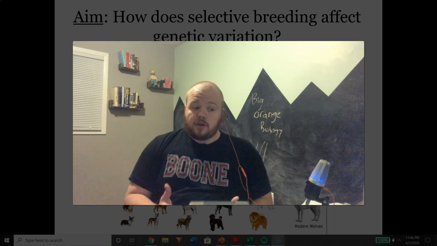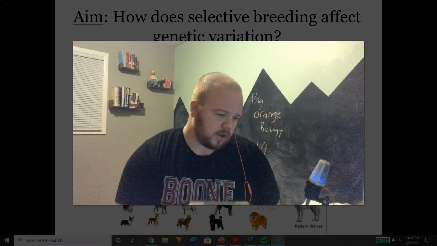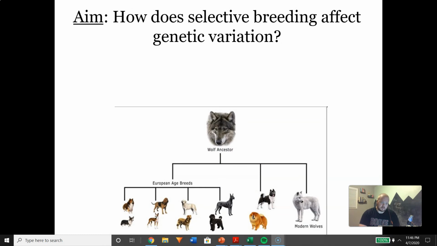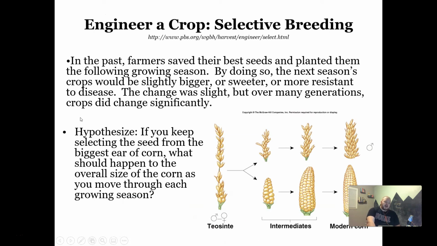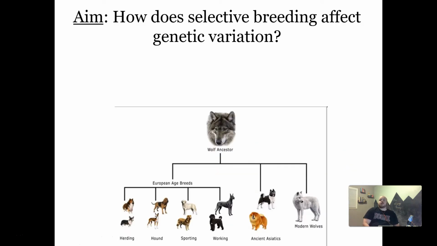So today, though, we're going to talk about selective breeding. Now, selective breeding is probably one of the oldest examples of biotechnology. It's not really a true technology per se, but it's one of the oldest forms of genetic alteration. So one of the main questions we want to keep in mind here is, how does selective breeding affect genetic variation?